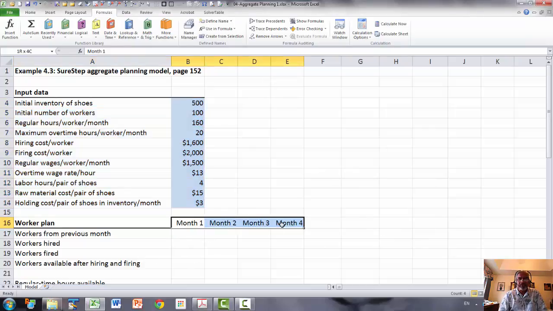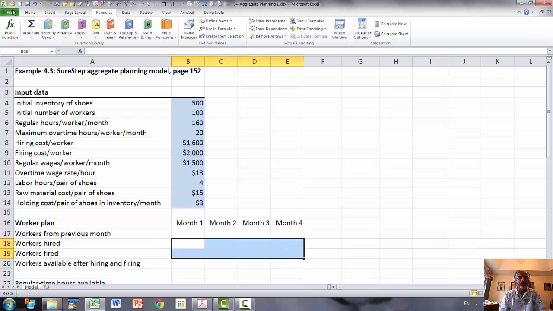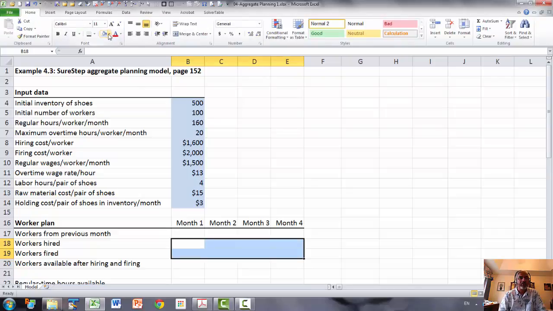Now we have 4 months, and you can set it up for any number of months once you get the model idea understood. We're going to start with how many workers we have initially, then how many workers we're going to hire or how many workers we're going to fire. From that we'll figure out how many workers will be available for us to work in that given month. So we're going to set these two rows as changing cells or decision variables.